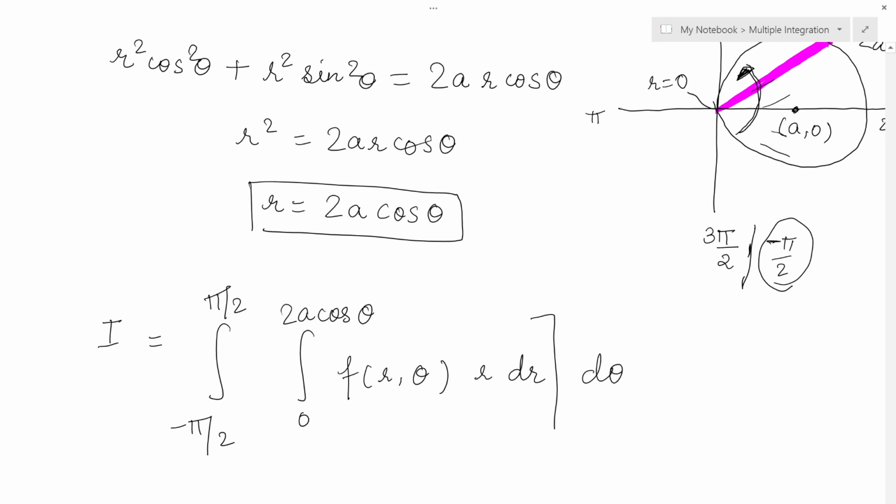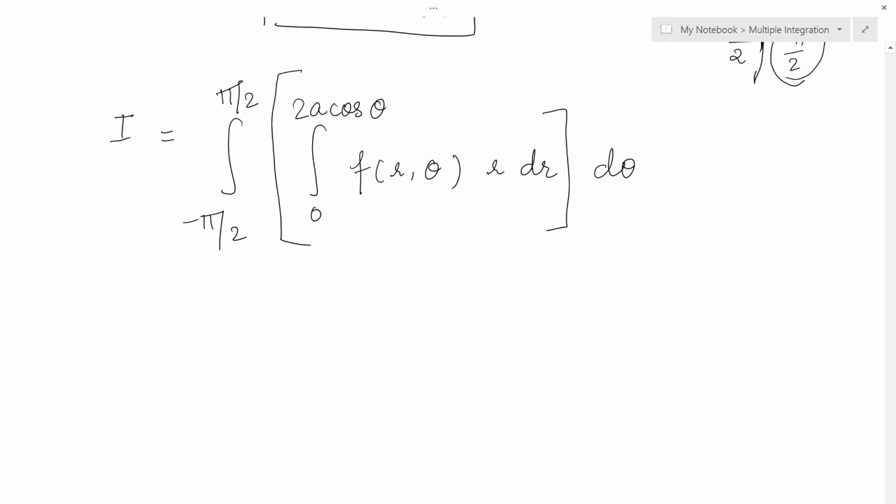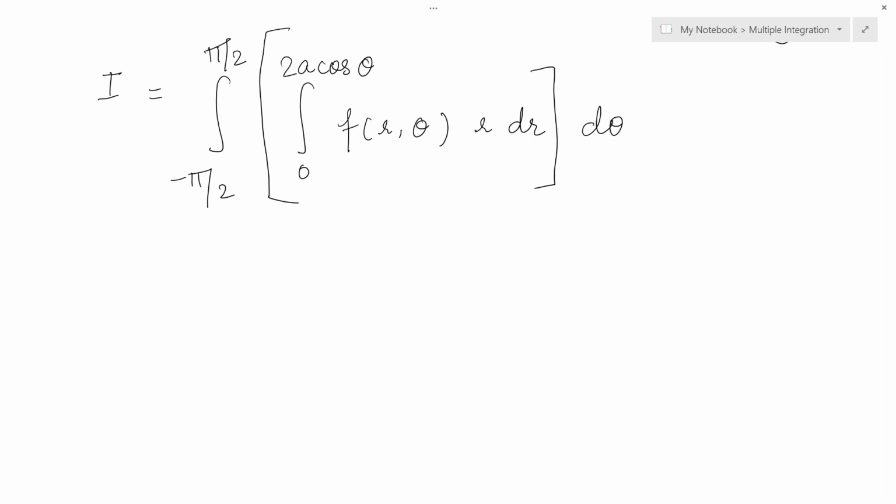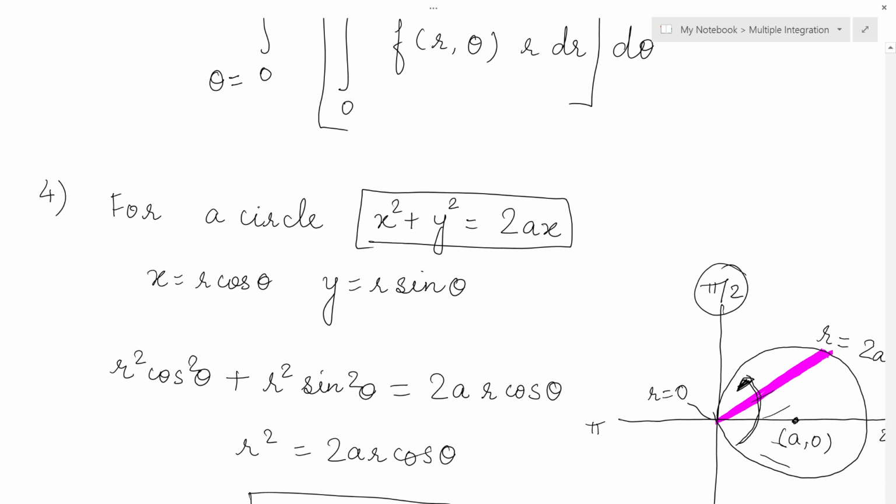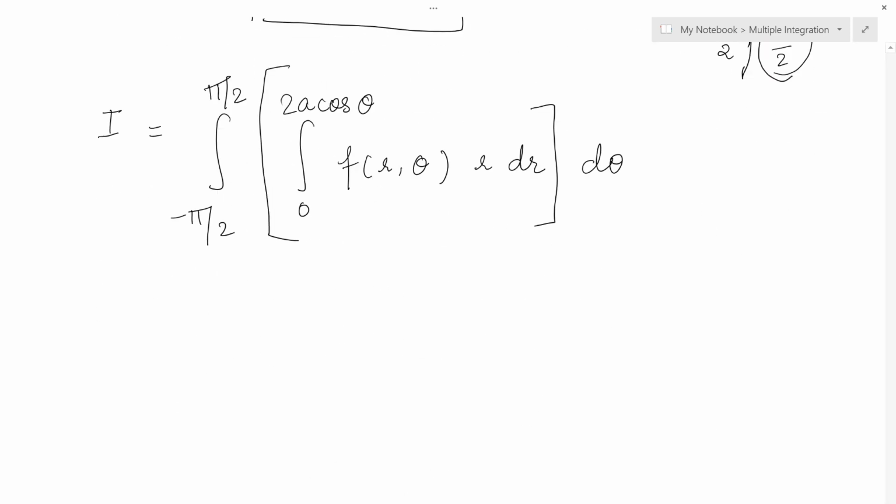Similarly, I am not writing for a semicircle of this circle. For the semicircle, the inner limits will be same. The outer limits will be 0 to pi by 2, 90 degrees, so 0 to pi by 2. Fine. Let us take another curve. So let us take the fifth curve of this.